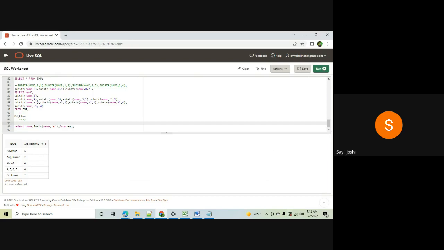Tanvir, can we also include the upper and lower functions in this instance? Yes, we can include that as well. I will show you that, but that's a good question. You can try that. Okay, everyone, you can try.